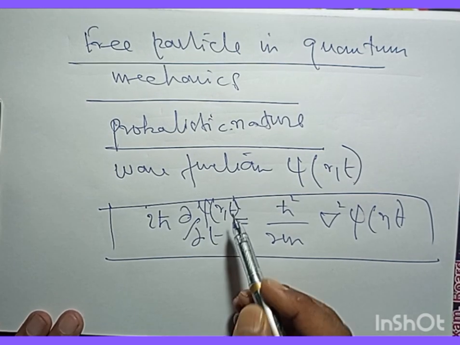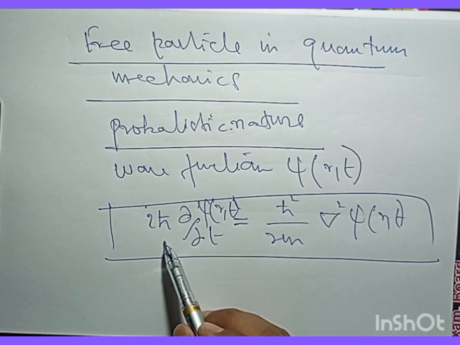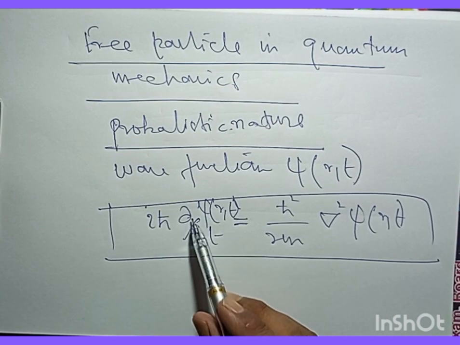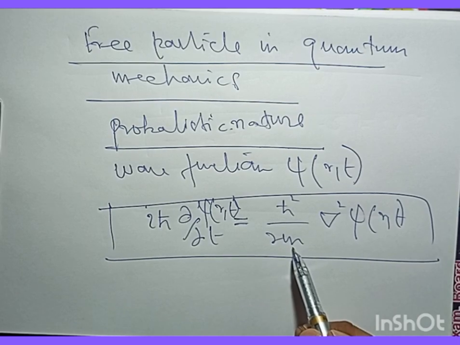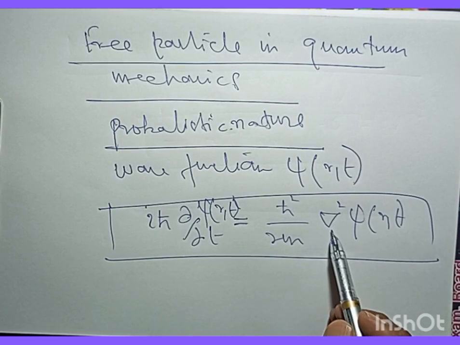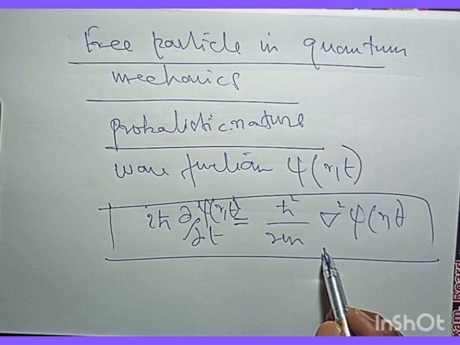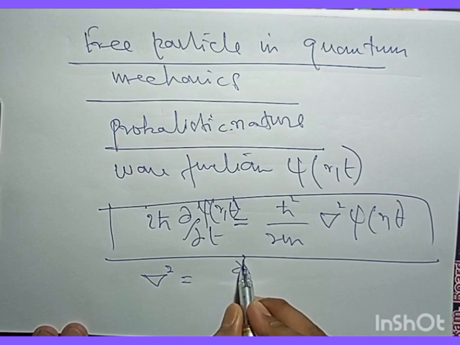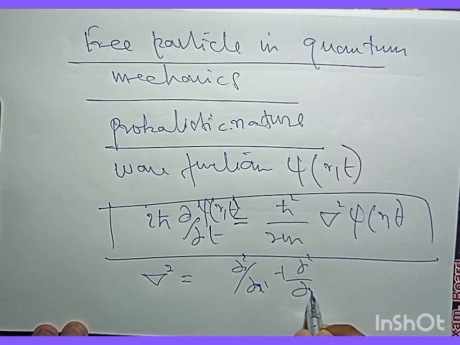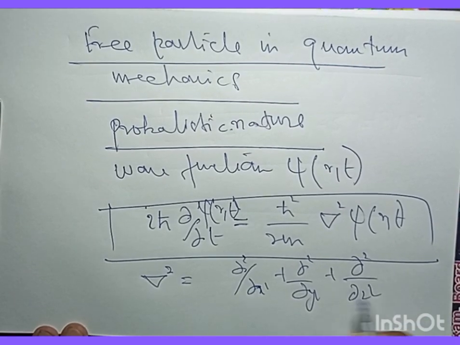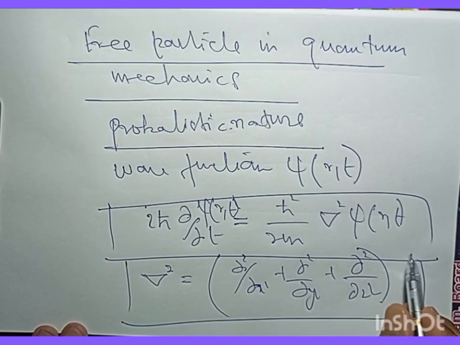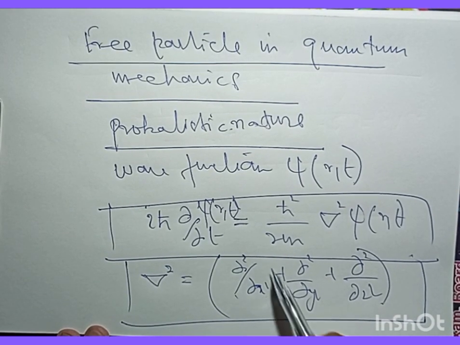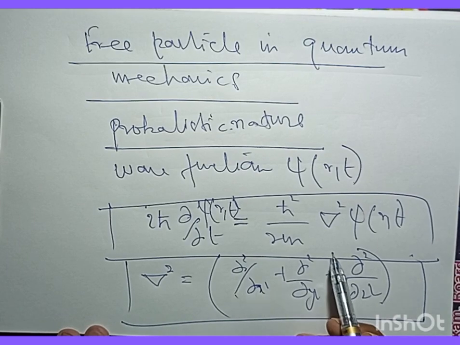We better understand the meaning of these symbols. This h cross is the reduced Planck's constant. Psi of r,t is the wave function, and dou by dou t is the time derivative of this wave function. m is the mass of the particle, and del square is the Laplacian operator, which is dou 2 by dou x2 plus dou 2 by dou y2 plus dou 2 by dou z2. Depending on the treatment of the problem, suppose we treat a problem along x only, we will have to incorporate only the x portion of this Laplacian operator in the Schrodinger's wave equation.